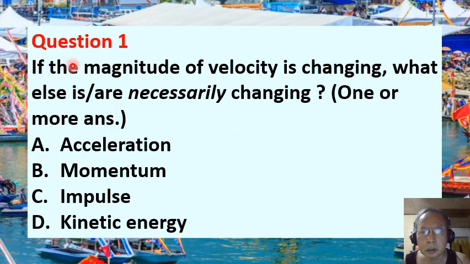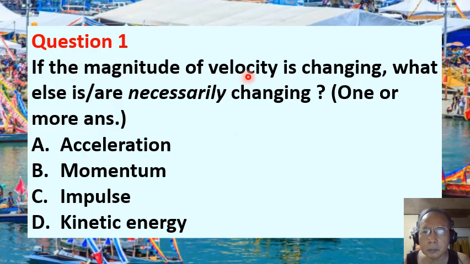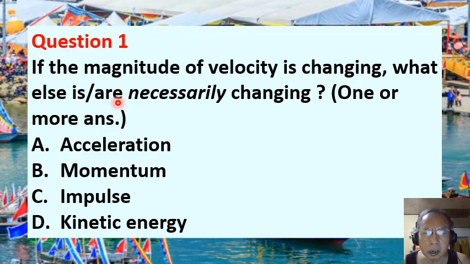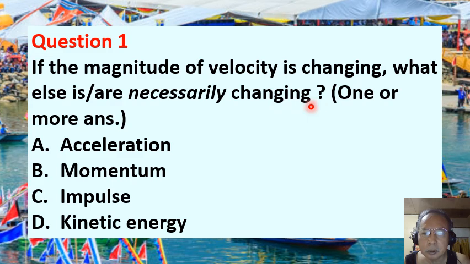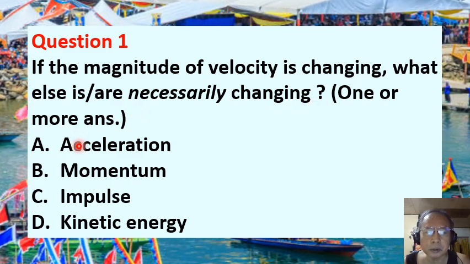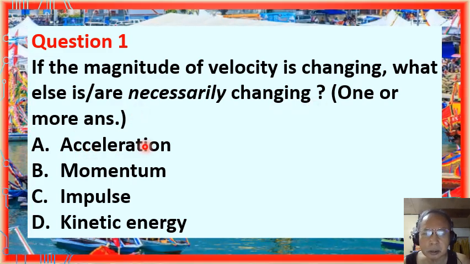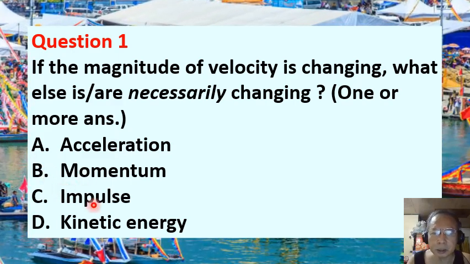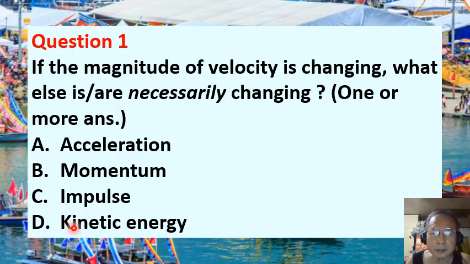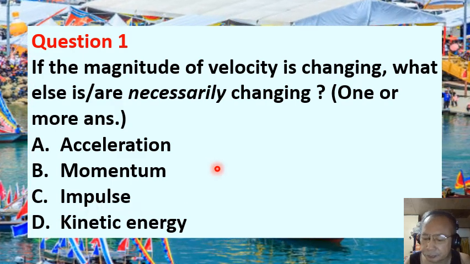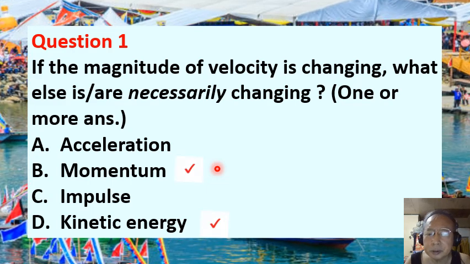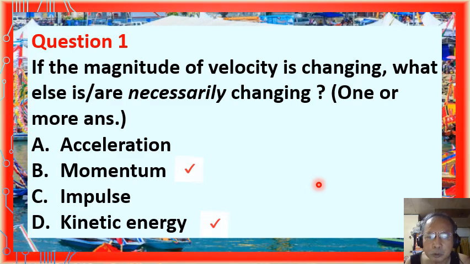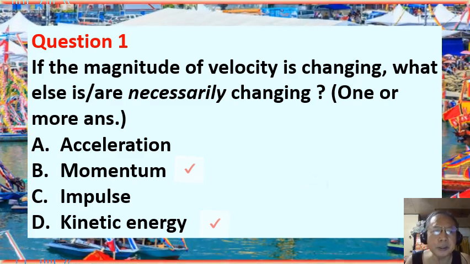Question number 1. If the magnitude of velocity is changing, what else is or are necessarily changing? One or more answers. Option letter A, acceleration. Option letter B, momentum. Option letter C, impulse. And option letter D, kinetic energy. And the correct answers are option B and option D, momentum and kinetic energy.